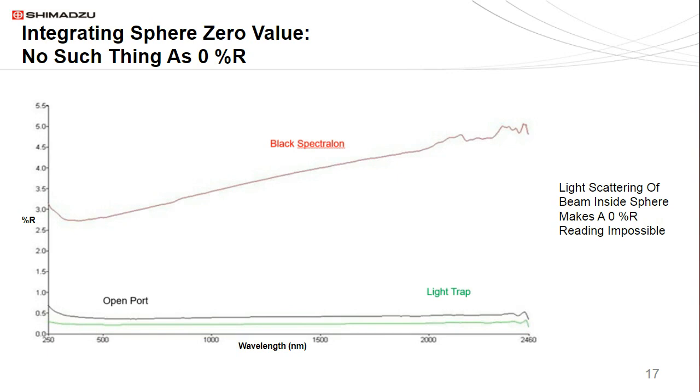The best way to do it is with a light trap. This is a device that has depth to it and fibrous material painted black. A light trap probably gives you the best approximation of what zero is for that sphere. It's usually going to be a number lower than 1% R, typically between 0.3 and 0.5% for most spheres.